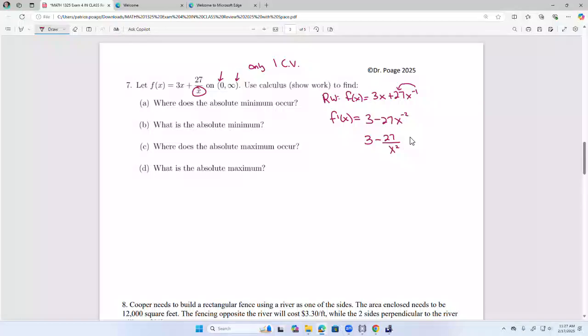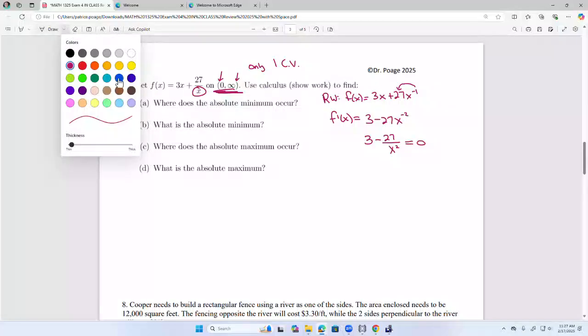And I want to look at two things. I want to know, where does this derivative not exist? I do have a denominator, and x equals 0 would cause it to not exist. But 0 is not in my interval. It starts at 0, but it does not equal 0. So that is not a critical value. So then I'll set this whole thing equal to 0.